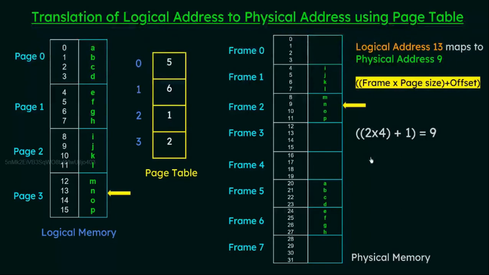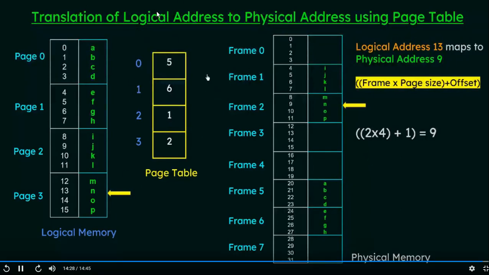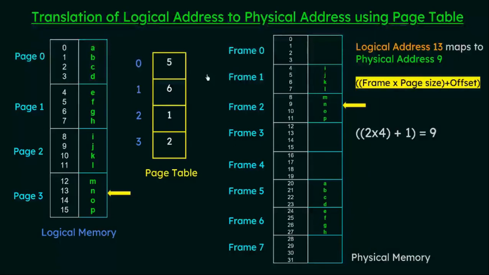With this, I hope you have understood the function of a page table. And also I hope you understood the meaning of page number and page offset. And also we have seen how we are able to translate the logical address to physical address using this formula with the help of our page table.